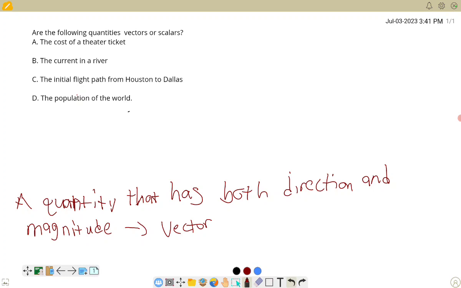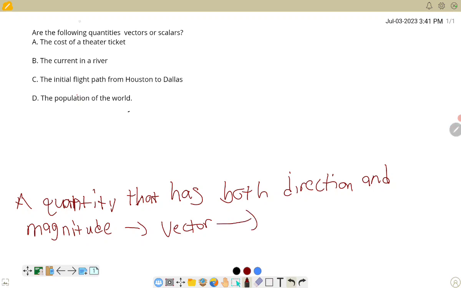So we need to know, does the object have a direction? And not necessarily the unit itself. Maybe things go up in price or something like that, but that's not what we're talking about in this particular case for a direction. So you really have to think about this.